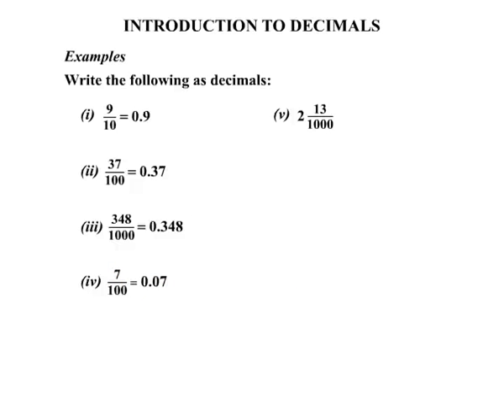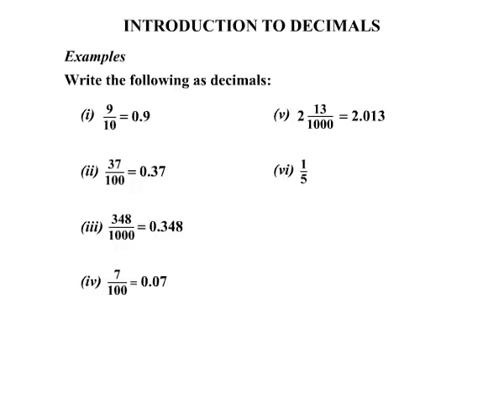The next one, 2 and 13 thousandths. Well, the 2 is a whole number this time, so we write the 2 down, and then the point. And because it's over 1000, there are three decimal places. We need to write 13 as 013. So our answer there is 2.013.